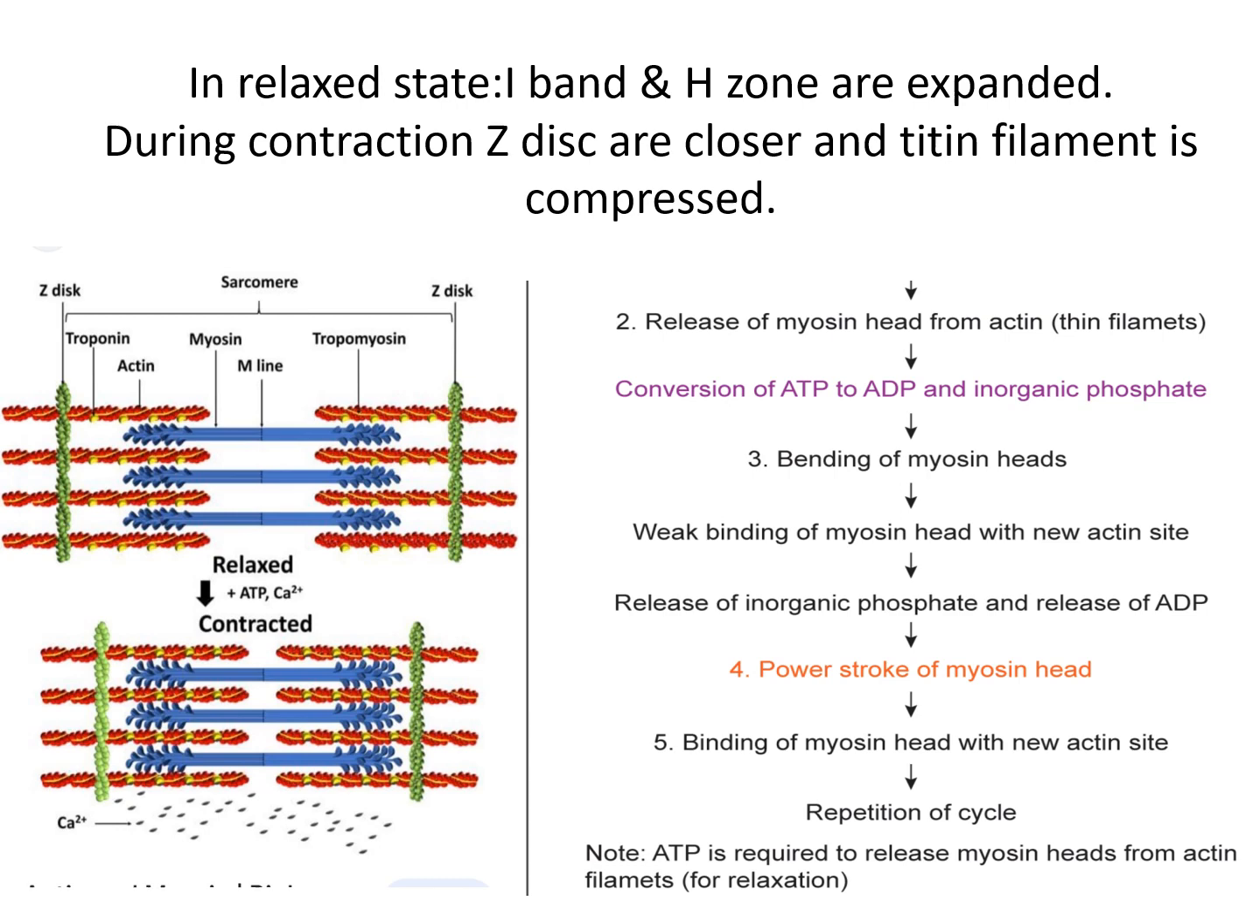So in short, what happens in the relaxed state is the myosin head is released from the actin binding site, and there is conversion of ATP to ADP. And when the muscle is relaxed, the I band and H zone are expanded.